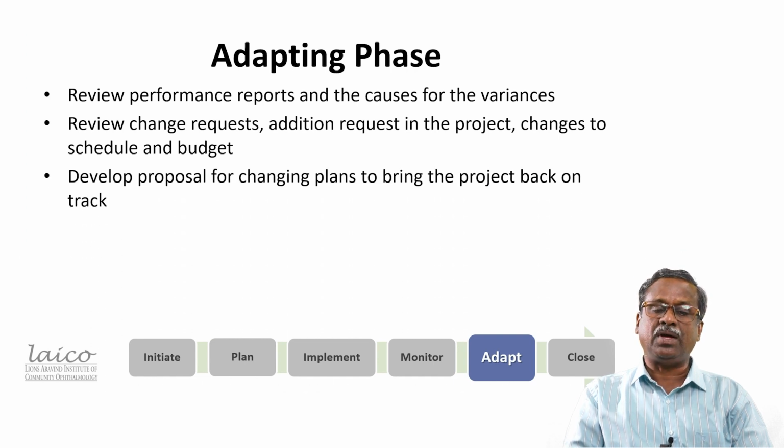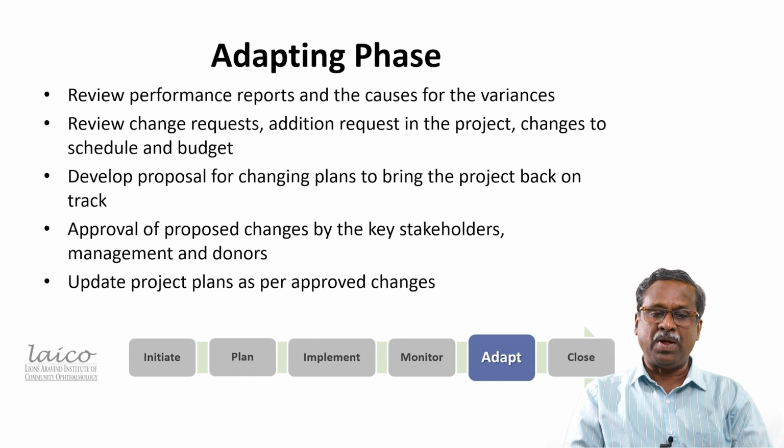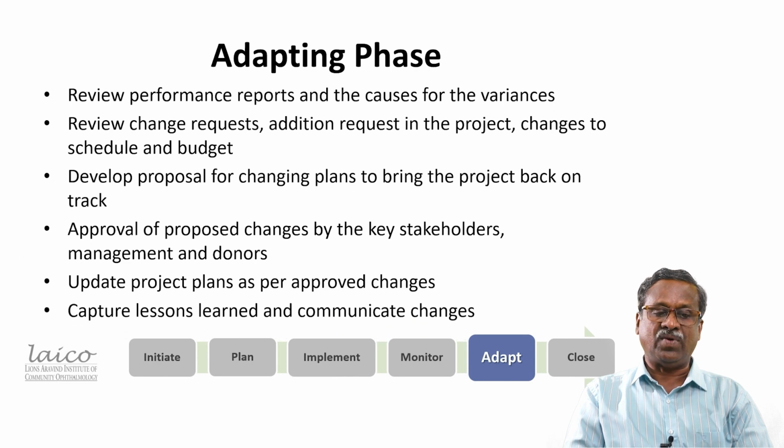And also develop a revised proposal for changing plans to bring the project back on track. The changes should be approved by the funding agency, that is, approval of the proposed changes by the key stakeholders, management and donors. Update the project plan as per the approved changes. And then finally, we should capture lessons learned in the project and communicate changes to the key stakeholders.